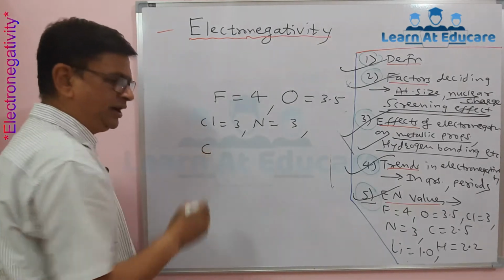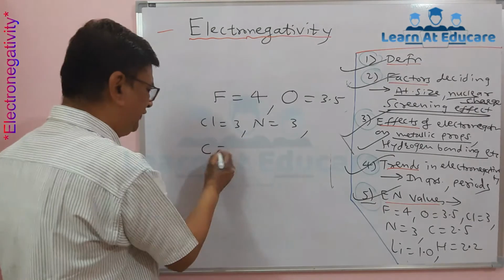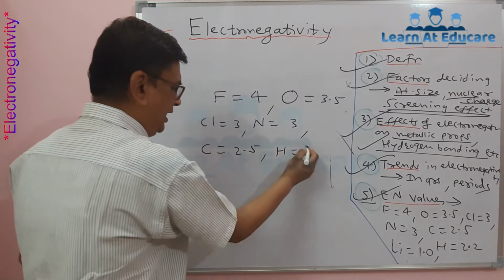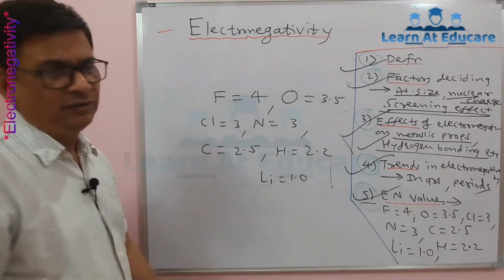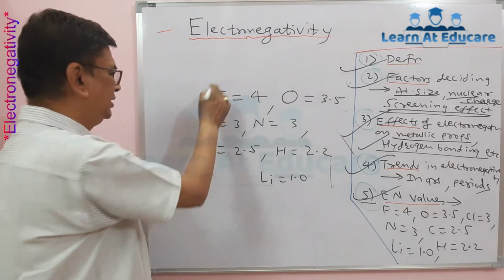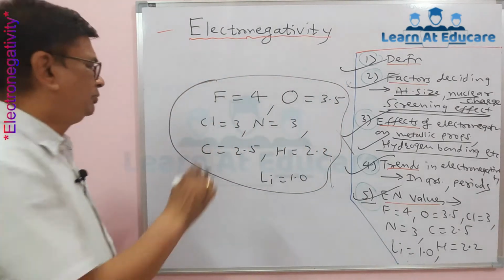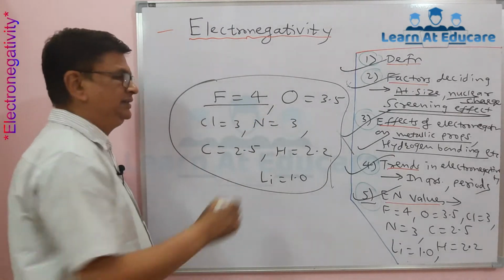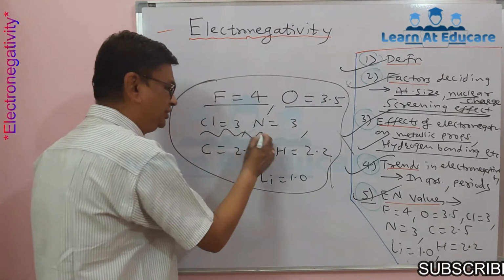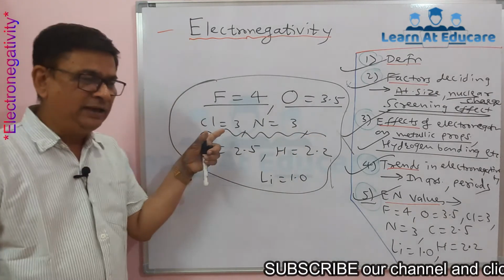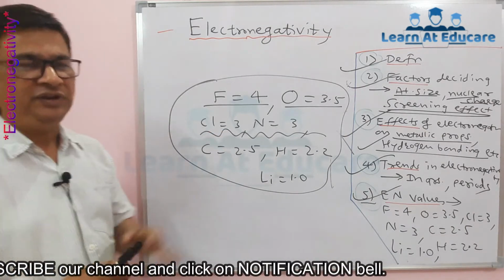Then we should be interested in the important organic chemistry element, carbon. Its electronegativity value is 2.5, hydrogen 2.2, and lithium is very small, 1.0. So these are the important electronegativity values one should know while studying chemistry. Fluorine is the highest electronegative, then oxygen. Very few know that chlorine and nitrogen have equal electronegativity value, 3 each. So this is brief information about electronegativity.